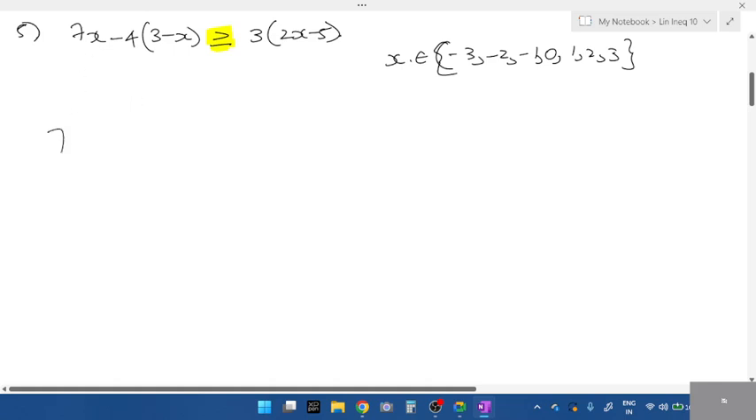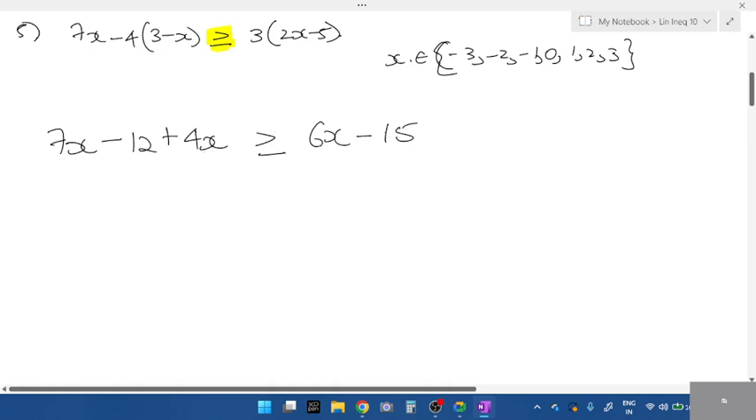Bhargavi? Okay, let me take 7x minus. If you multiply minus 4 into 3 is minus 12, students. And minus 4 into minus x, along with the sign you need to multiply. Minus 4x. Symbol remains as it is. Equation, inequation sign. 3 twos are 6x minus 6. 3 twos are 6. 3 fives are 15. Arrange all the x to one hand side and the numbers to the other side.